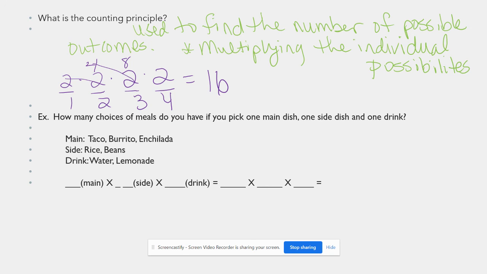So much easier to look at it that way rather than having to count everything out. It's also a good way to make sure that you have all of your possible outcomes listed. So let's take a look at these dishes. There's 3 possible main dishes. There's 2 sides, and there's 2 drinks. So 3 times 2 times 2 gives us 12 outcomes. So if we were to make a tree diagram or start listing all the possible combinations, we should end up with a total of 12.